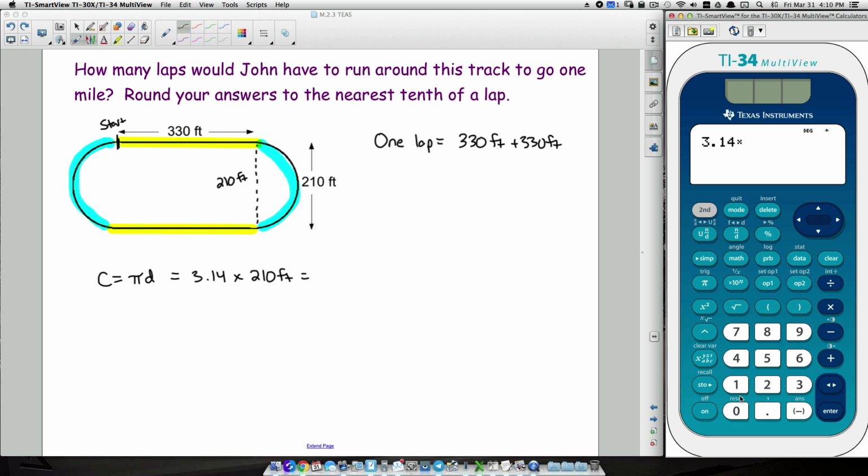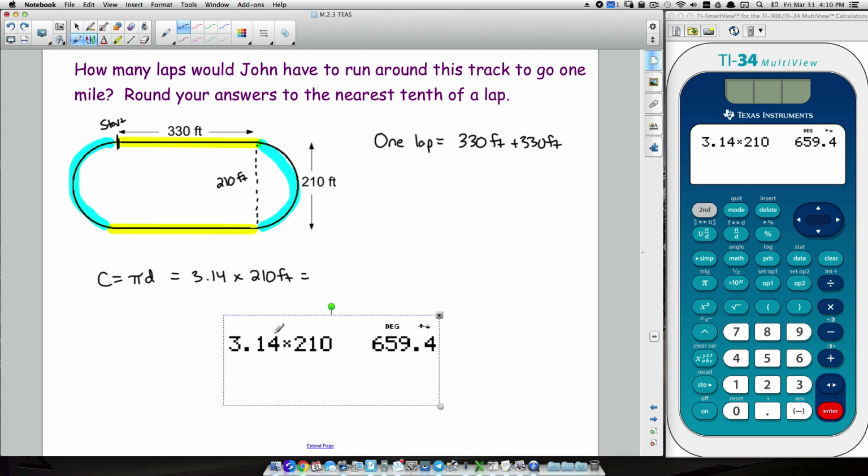3.14 times 210. Now again, I'm not going to divide by 2 here. The reason why is, if it was just one half circle, then yes, I would divide by 2. But since we have a half a circle here and a half a circle here, that makes a whole circle. So we can just use the straight up formula for the circumference of a whole circle. So we want to add that on as well, plus 659.4 feet.